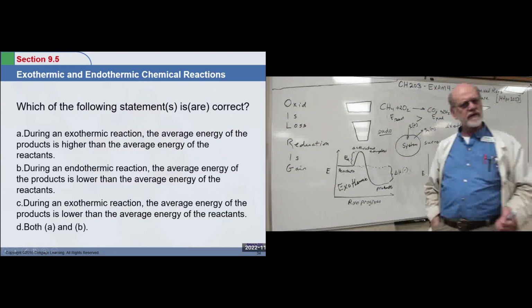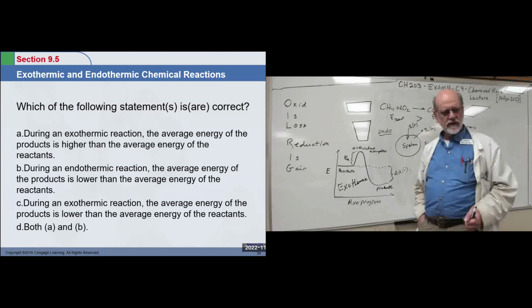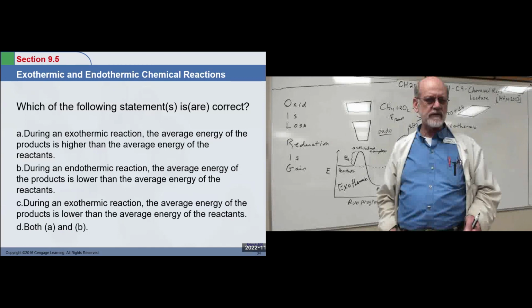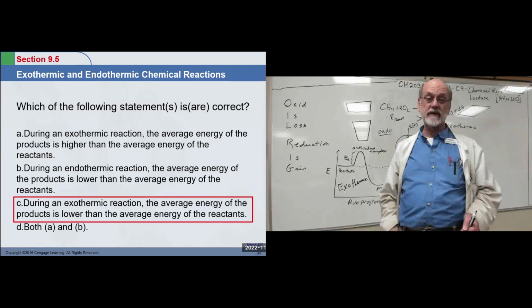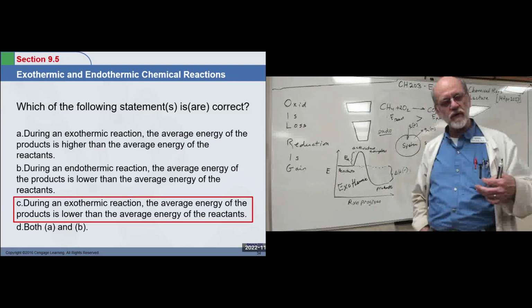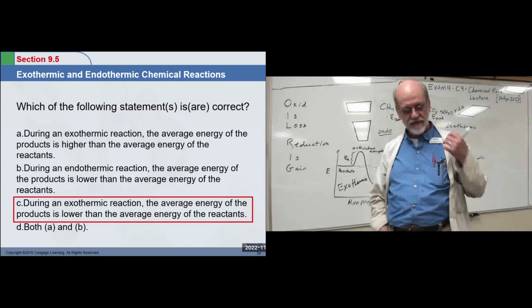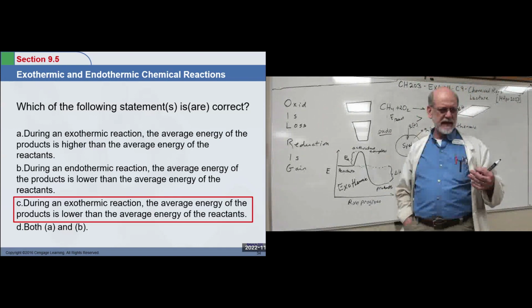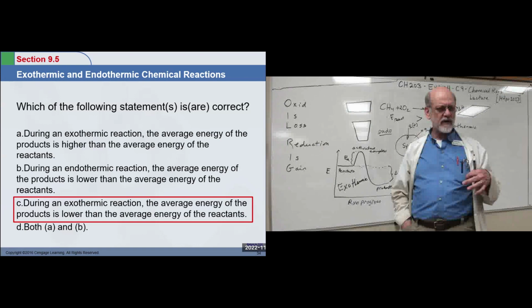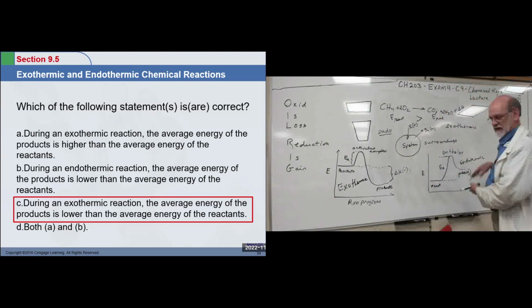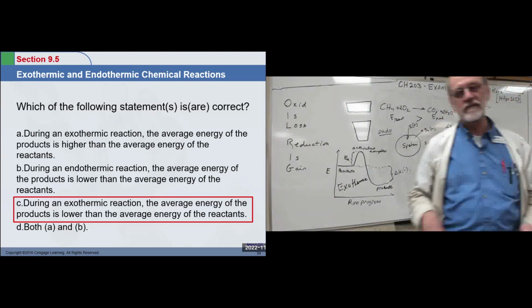Okay, which of these is correct? During an exothermic reaction, the average energy of the products is higher than the average energy of the reactants. It's the other way around. Well, that's why C is the answer: the average energy of the products is lower than the average energy of the reactants. That's an exothermic reaction. B, in an endothermic reaction, the average energy of the products is lower than the average energy of the reactants? No, it's the other way around. You can tell from the diagram which one is lower than the other.